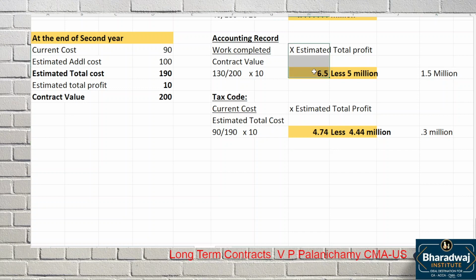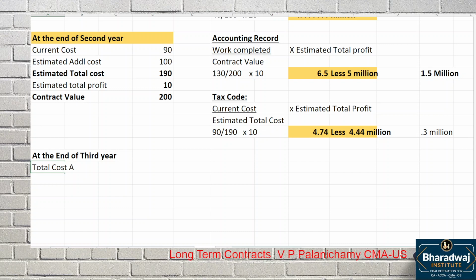Clear? This is not the profit of the second year. 6.5 is the profit of which year? Total accumulated profit of first and second year. This much has been recognized. Balance, you recognize it. Copy this. Third year is simple to work out. Second year is difficult.